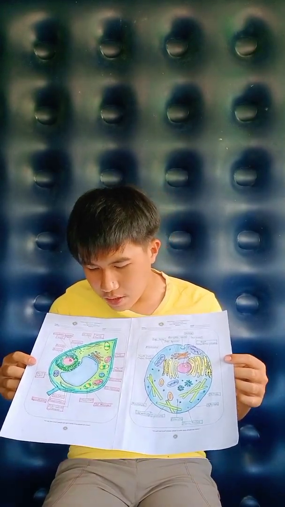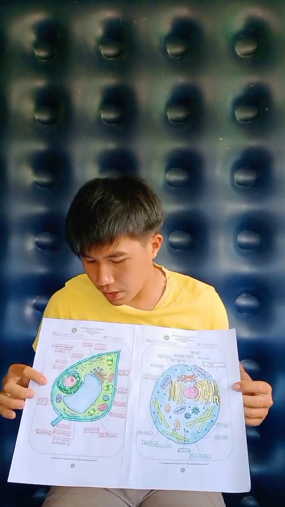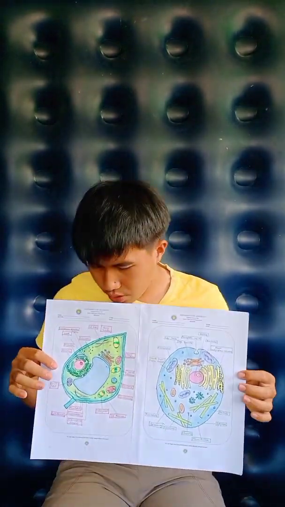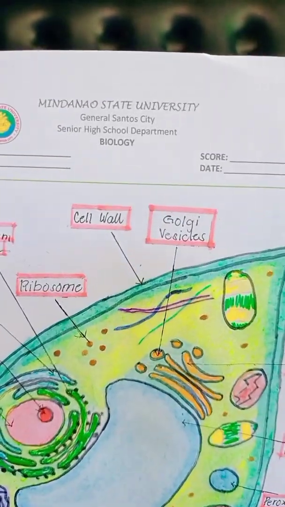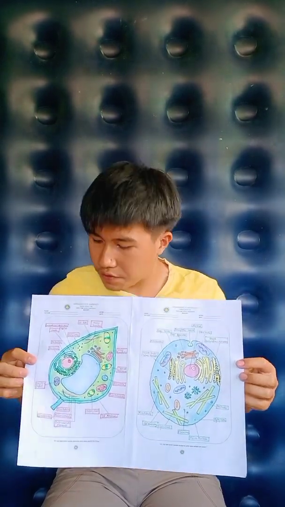This is my drawing, the parts of the cell of the plant and animal cell. The first part is the cell wall. So here it is, the cell wall. The function of this part is to provide and maintain the shape of the cell. Also, it protects the cell and serves as a barrier of the cell. That's why it is called the cell wall.